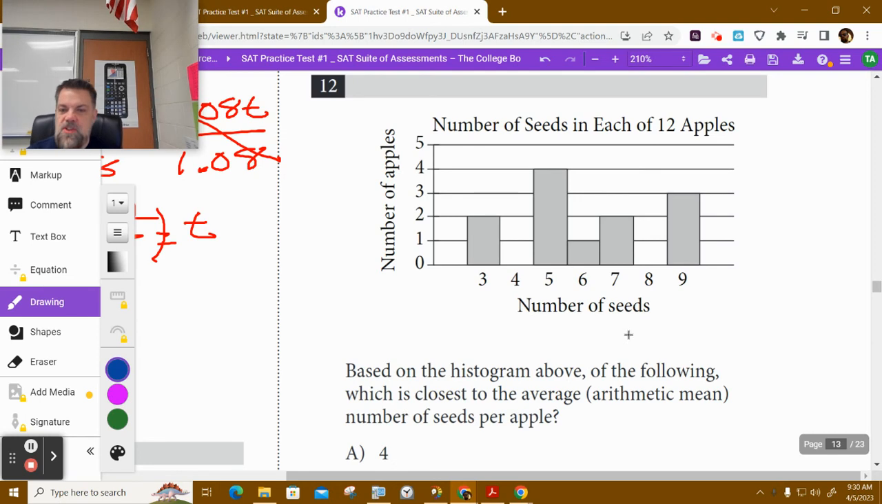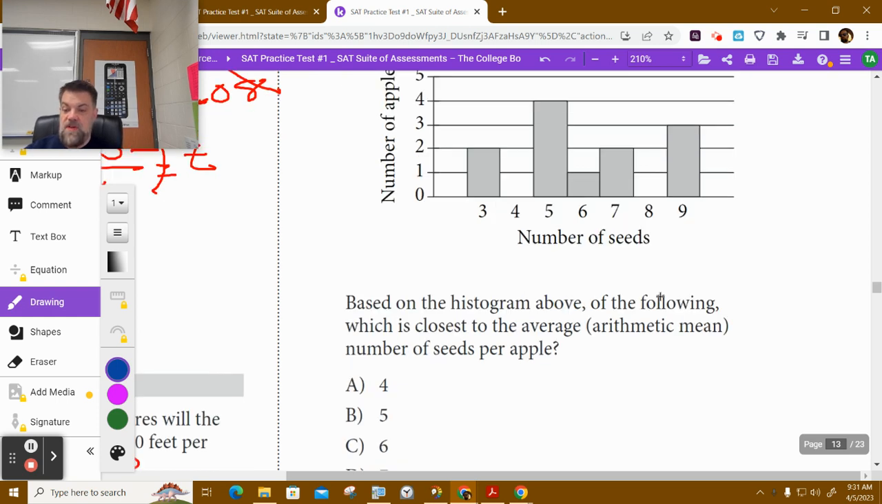All right, so for number 12, it says the number of seeds in each of the 12 apples. So let's read what this means. Now, before I read the passage, I'm going to look at the graph. It says the number of apples is the y-axis, and then the number of seeds. So it looks like, I'm guessing, they're planting a certain number of seeds, and they want to see how many apples you get from the seeds that you plant.